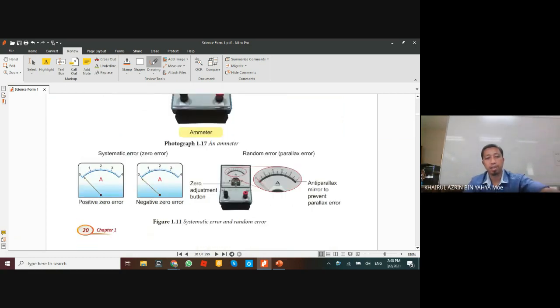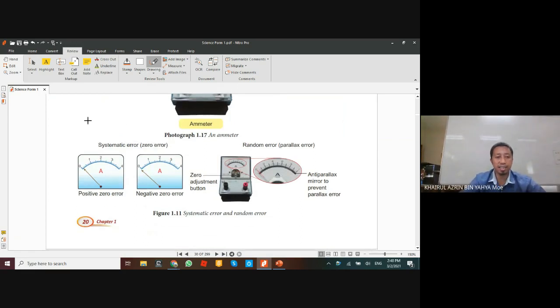Okay. Next, we have a systematic error, or we also call it zero error. So if you see this one, okay, this one actually has no reading at first, initial value, but it shows an early reading already. This arrow is not on zero, not exactly on zero. Dia bukan betul-betul dekat zero. So this one we call positive zero error because it is more than zero. Actually it shows 0.1. It shows here 0.1.